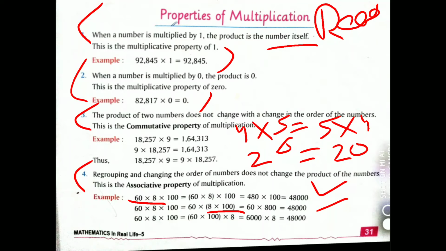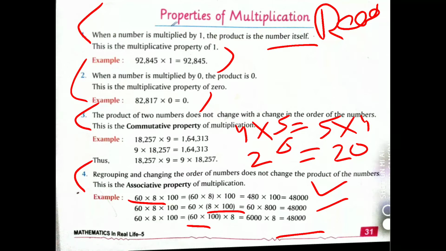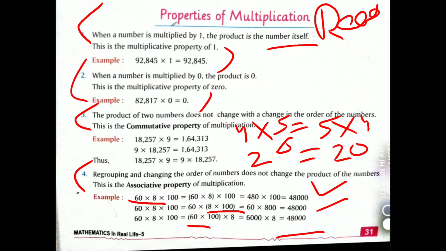Now I am making a group of 60 and 100. When I multiply 60 with 100, the answer comes 6,000. Multiply it with 8, again the answer is 48,000. It means that regrouping and changing the order of a number, order means position of a number, does not change the answer. Answer means the product will not change. This is called associative property. In commutative property we take two numbers, in associative property we take three numbers. Keep this in mind.